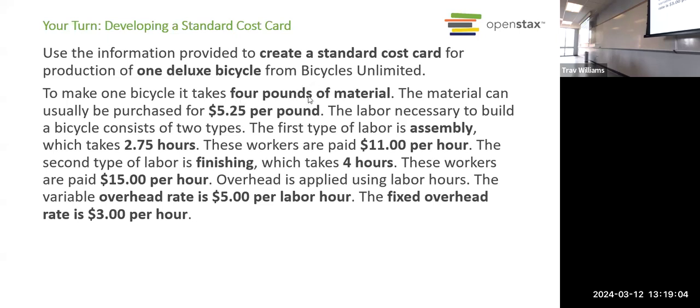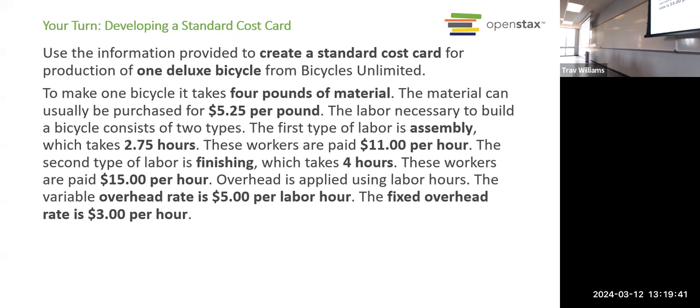So here we see how much material and the cost per pound of material. How many hours of labor. Now, in this case, we've got 2 different types of labor. So notice there are 2.75 hours at $11 per hour. And then we've got 4 hours at $15 per hour. So we'll have to multiply those separately. Then we've got a variable overhead rate, $5 per labor hour, and a fixed overhead rate, $3 per labor hour.